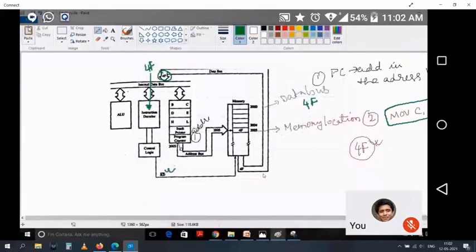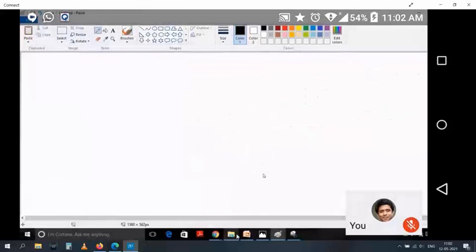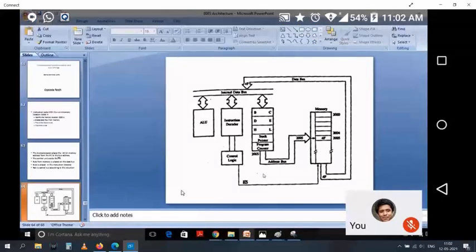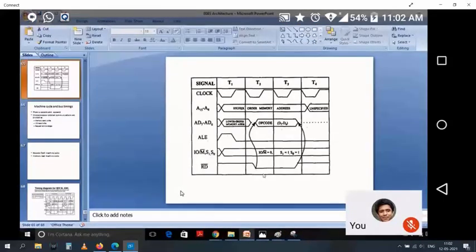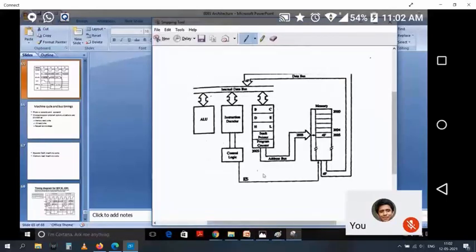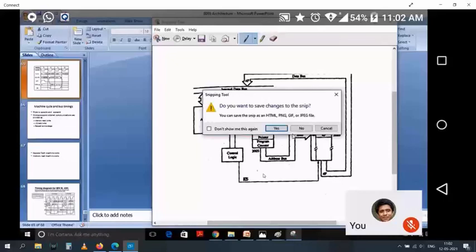But how is it happening? What signal is going? And what is the control logic doing?